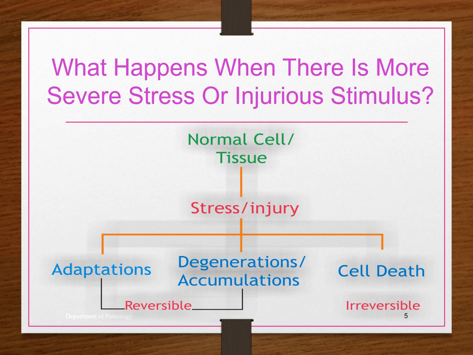When the body is trying to accommodate or acclimatize to the stress given, then it is reversible. It can be adaptations or degenerations or accumulations. Irreversible cell injury will always lead to cellular death.